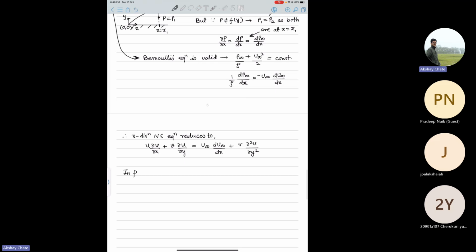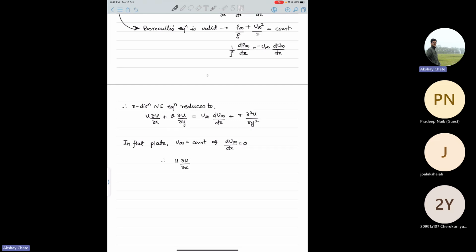And in flat plate, u infinity is typically constant. That makes du infinity by dx 0, and this term also goes away. So basically, you have u del u by del x plus v del u by del y equal to gamma del square u by del y square in flat plate. I mean, not just flat plate, wherever u infinity is constant, it can be pipe flow, it can be anything. But typically, if it is a curved surface, u infinity changes because p infinity changes. There you cannot have this. I told you, because of the centripetal forces, p also is a function of y if it is a curved body, and there you will have this term. But in case of flat plate, there is no centripetal or centrifugal force. So this is your simplified equation.